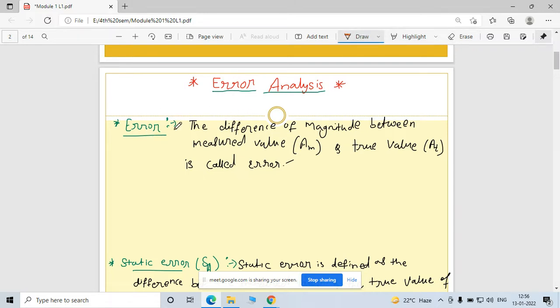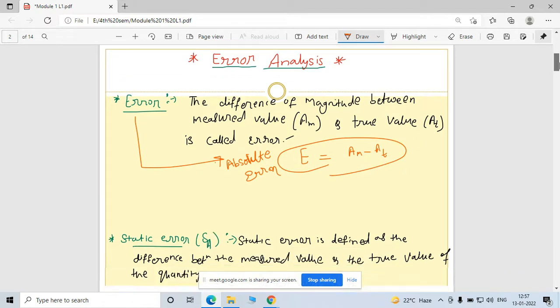Generally this error is classified by this definition. You can also write this error in terms of absolute error. In some books it is also called absolute error. Absolute error is nothing but E equals A_M, the measured value, minus the true value.